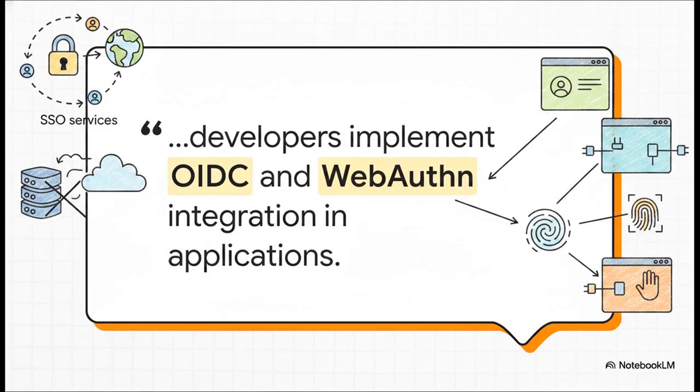There's a golden rule in modern security architecture that perfectly defines the boundary of your daily job. Information security engineers choose and configure SSO services. Developers implement OIDC and WebAuthn integration in applications. Your job as an application developer isn't necessarily to spin up, configure, and secure the backend of an enterprise Okta server or an on-premise Keycloak cluster.